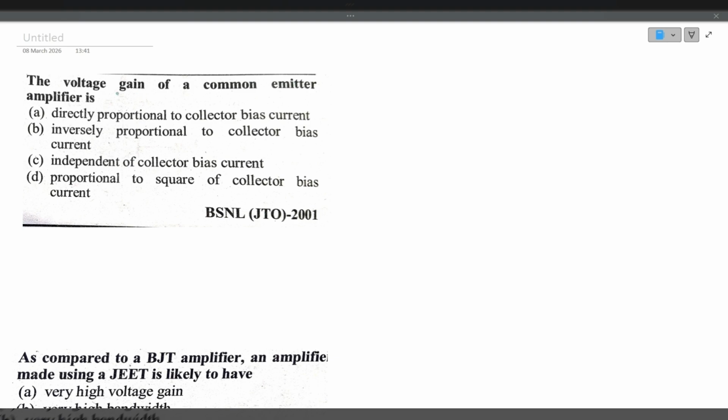So let's see the questions. The voltage gain of the common emitter amplifier is option A, directly proportional to collector bias current, inversely proportional to collector bias current, independent of collector bias current, proportional to square of collector bias current. So he's asking the voltage gain of CE amplifier. Basically the voltage gain is nothing but output voltage divided by input voltage. Okay, he's asking for the collector bias current.